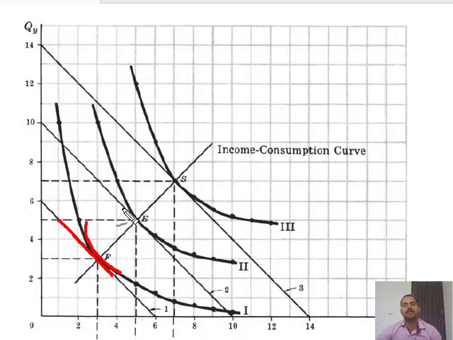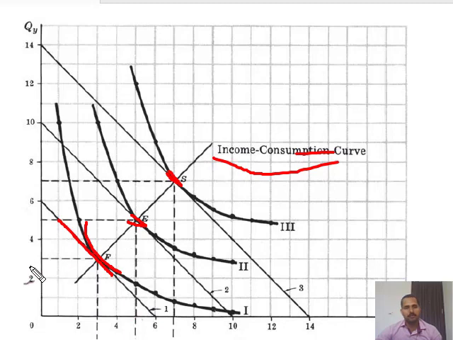Similarly, as income increases, the budget line shifts and the equilibrium is here. As income increases further, the budget line shifts and the equilibrium is here. When you join all these equilibrium points, you find the income consumption curve. For a normal good, as income increases, the consumer consumes more of both goods. For an inferior good, this will not be the case, as you can see here.